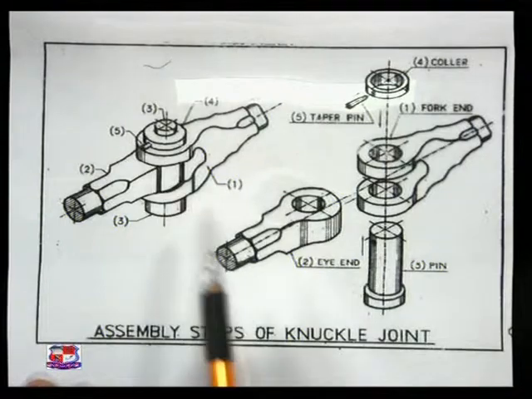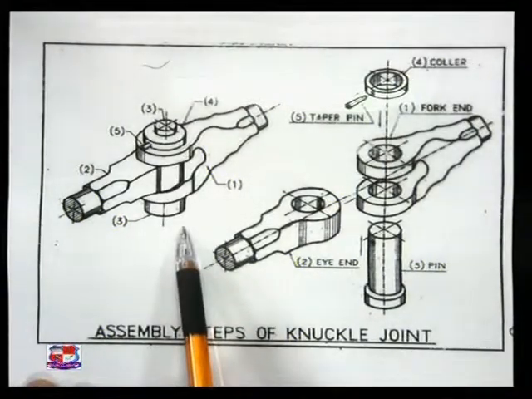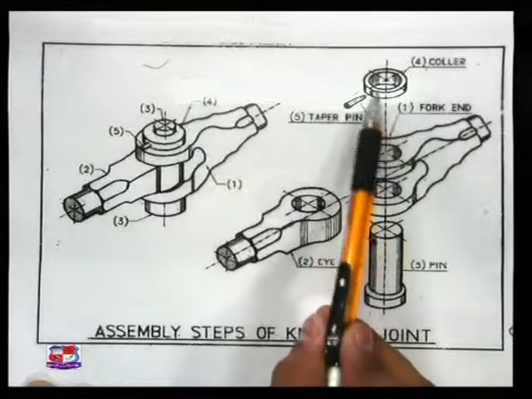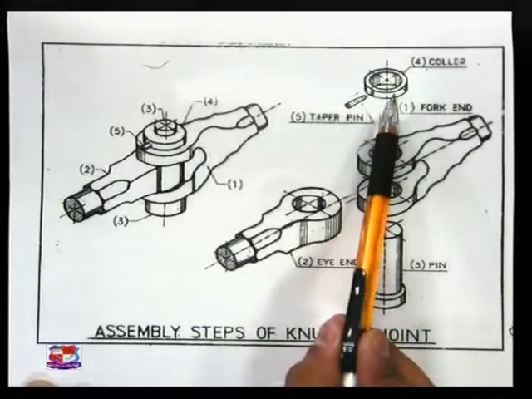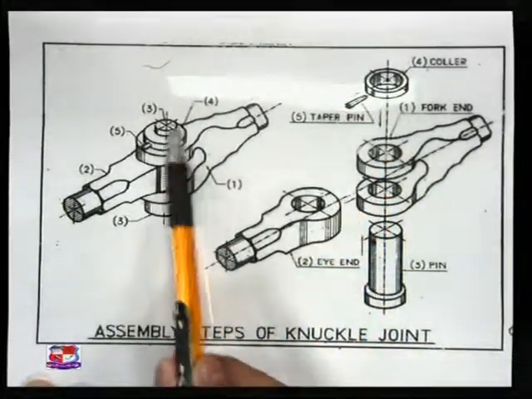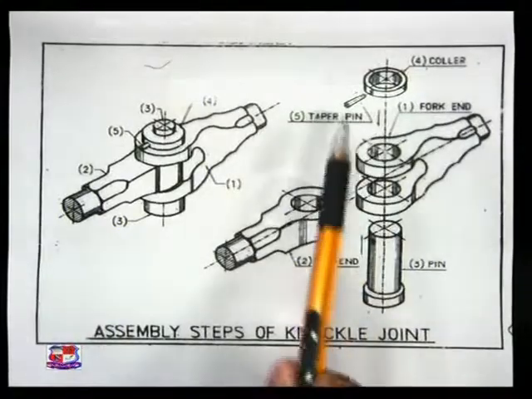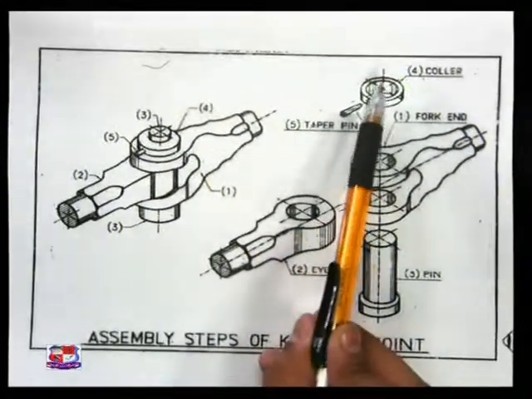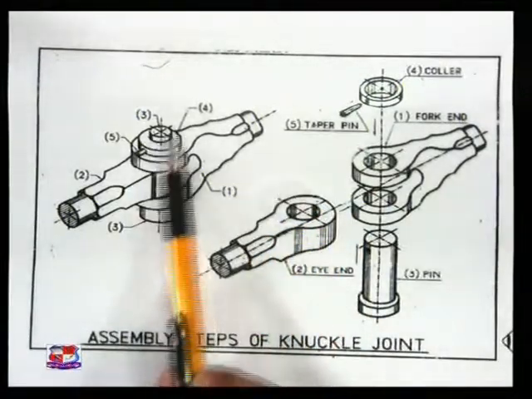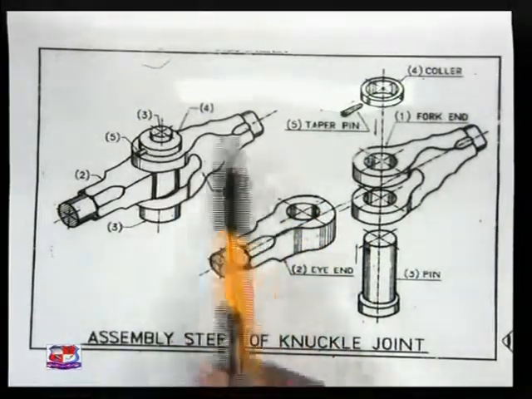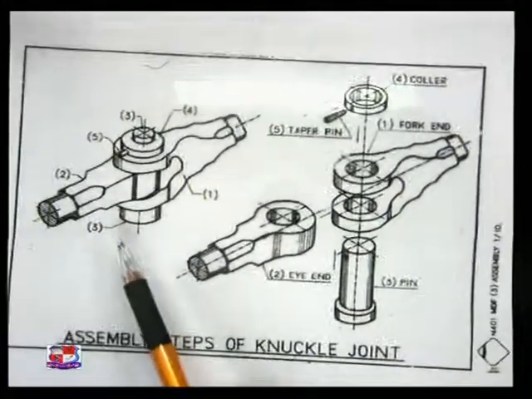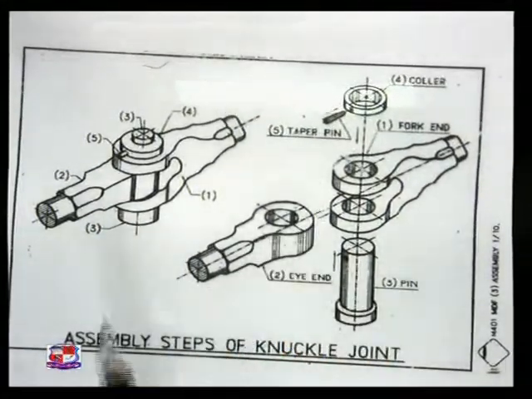Number 3 is pin. This pin is inserted between eye end and fork end, and this is the pin. Number 4 is collar. It's like this, a circular collar which is inserted over here like this. And number 5 is this taper pin which is inserted in this collar. It's a taper like this. So we have to disassemble this assembly. So these are the 5 components, and we have to draw 2 views of these 5 components.